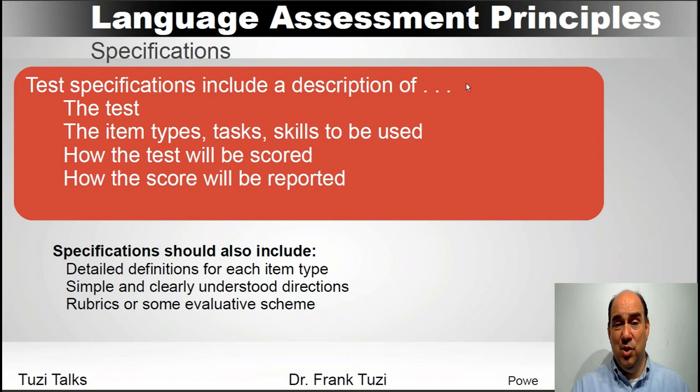Test specifications should include a rich description of the test items, the tasks, the skills to be used. Okay, it should provide a description of how the test will be scored, how it will be reported. This information will not be given to the student per se. Actually, some of the test descriptions might. But all the other information you want to write down so that you know how to build the test. Okay? This is part of the recipe for building a test, building an assessment.